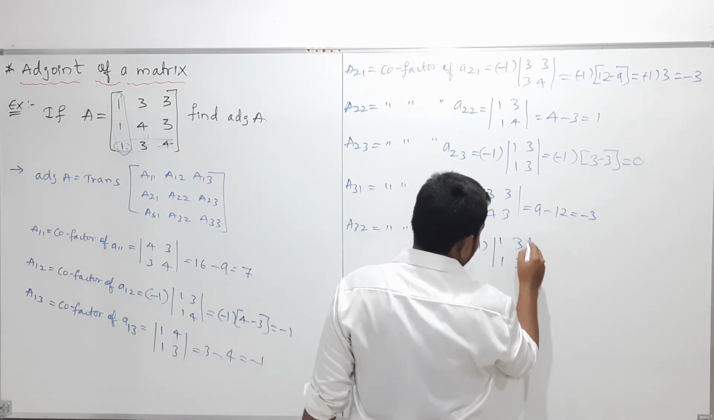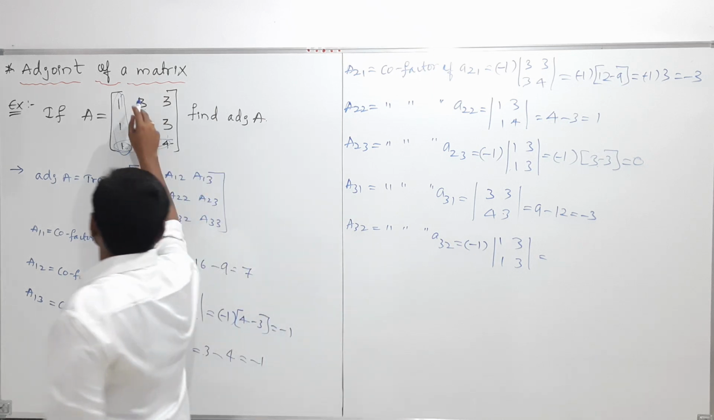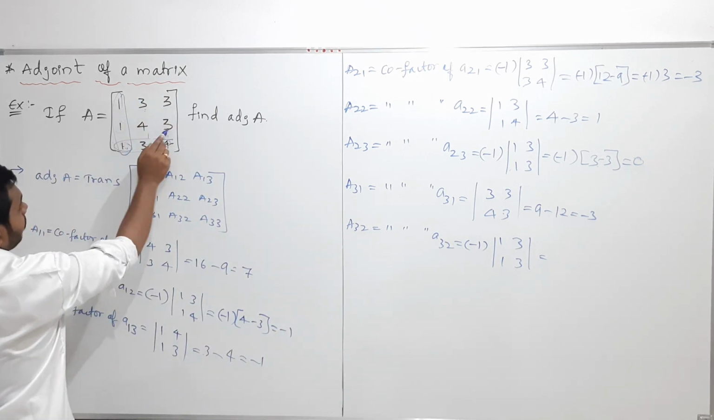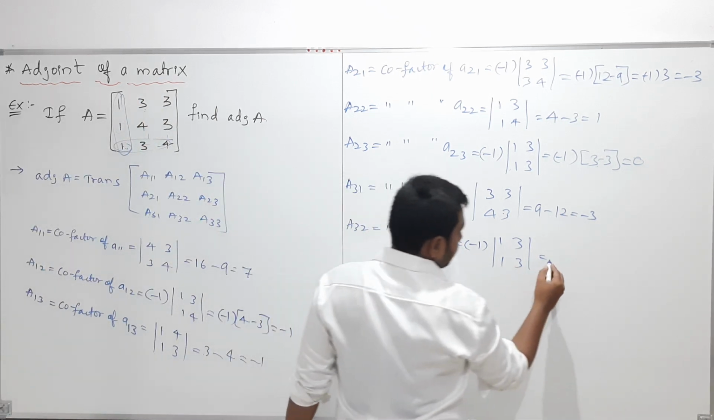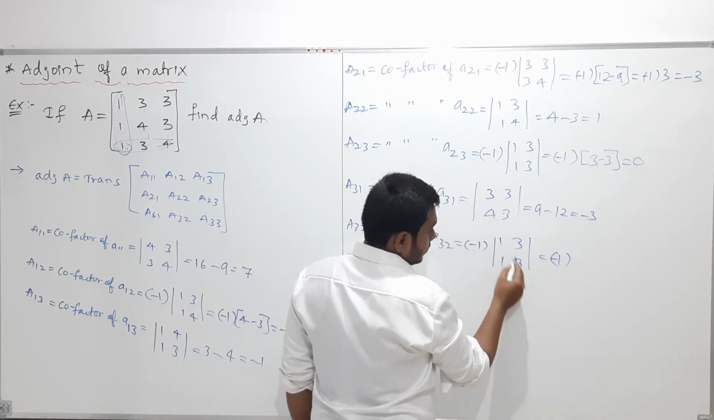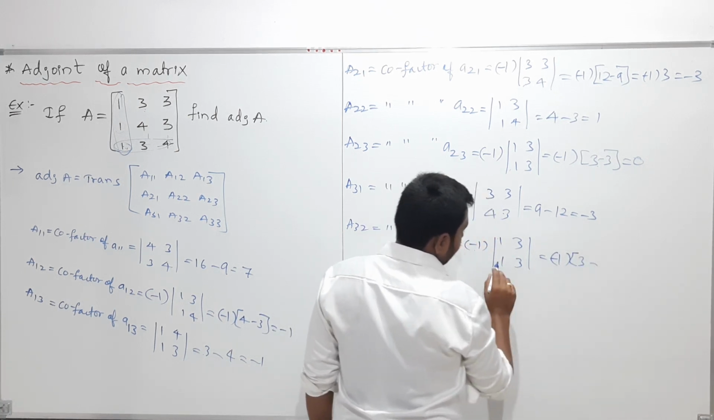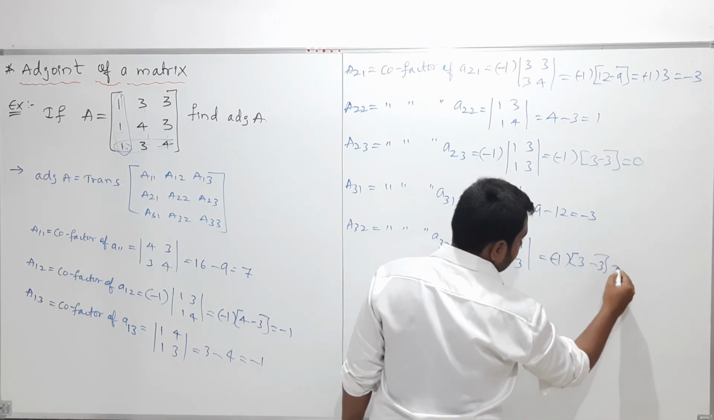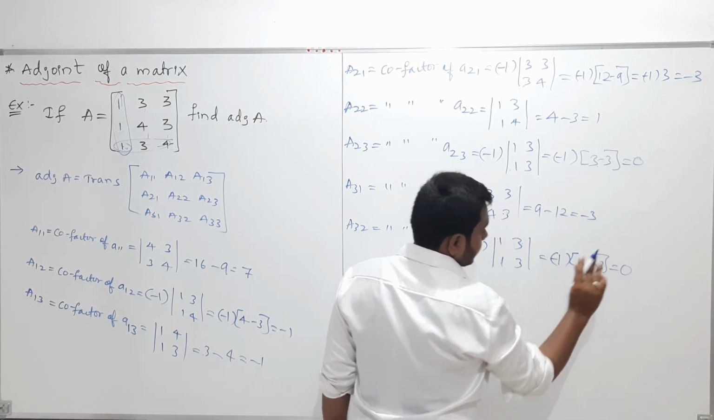1 3 1 3. You are deleting this row and this column. 1 3 1 3. Clear? So this is equal to minus 1 into 3 ones are 3, minus of these 3 ones are 3. So this is equal to 3 minus 3 is 0. 0, and everything is 0.